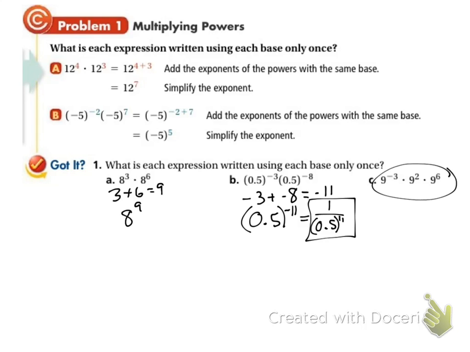Our last one, we're using 3 numbers. You're still going to do the same thing. Negative 3 plus 2 plus 6, that's negative 3 plus 8, which gives us 5. So this turns into 9 to the 5th.